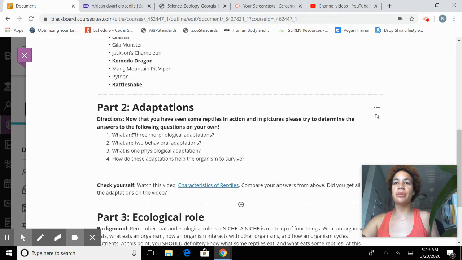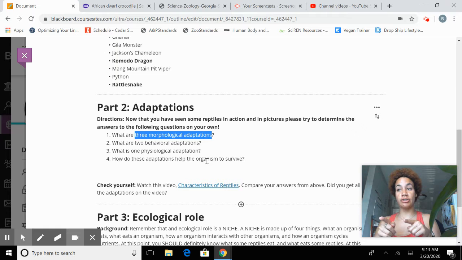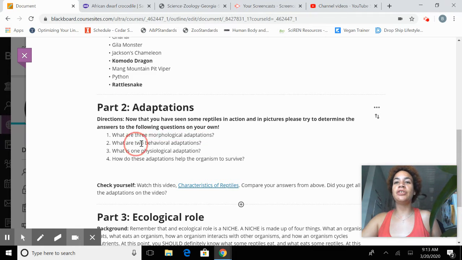Okay, so you're trying to determine 3 morphological adaptations. Remember, those are structures. Okay, those are like scales and lungs and hair, but obviously not hair because reptiles don't have hair. Please don't write that. And then for 2, you're coming up with 2 behavioral adaptations, 2 of them. So 2 things that reptiles do to help them survive. Remember, that's an adaptation. And then 1 physiological adaptation.